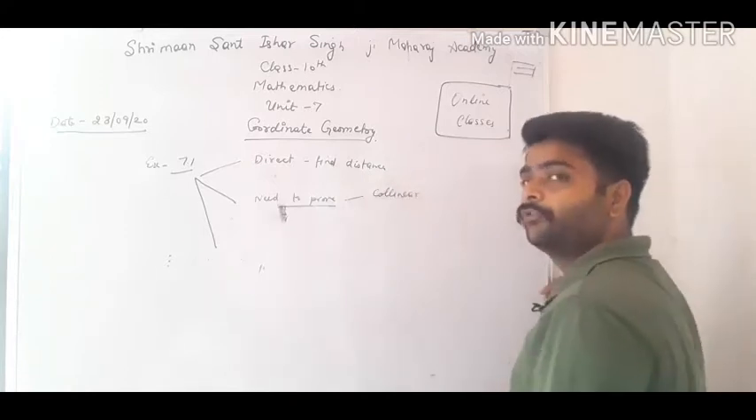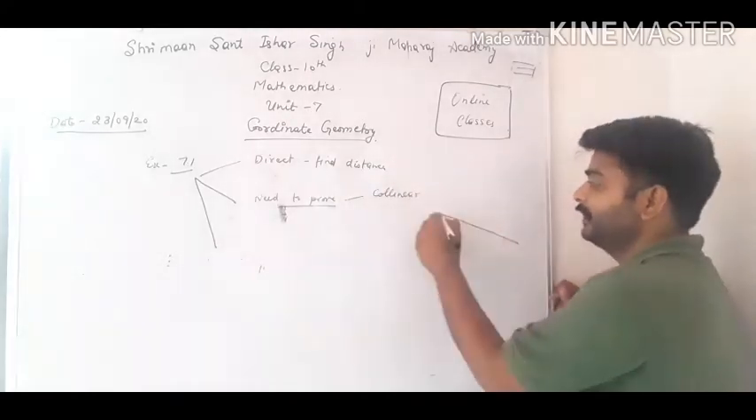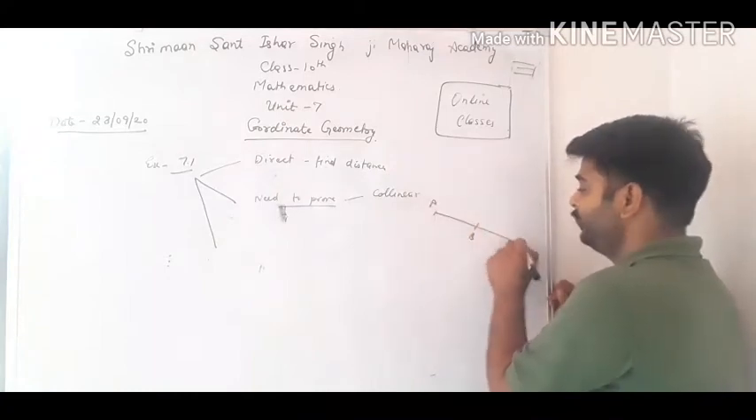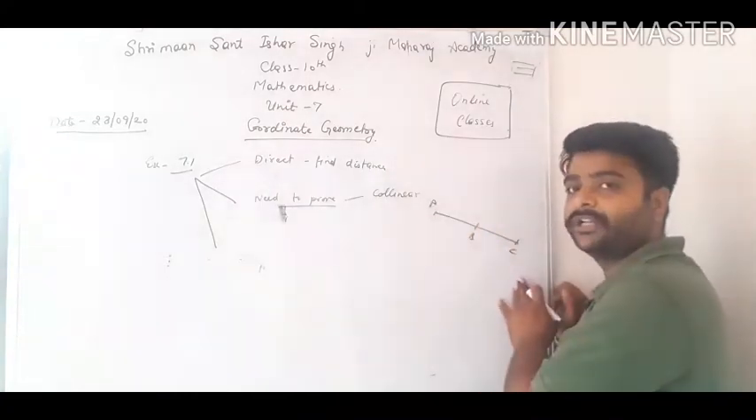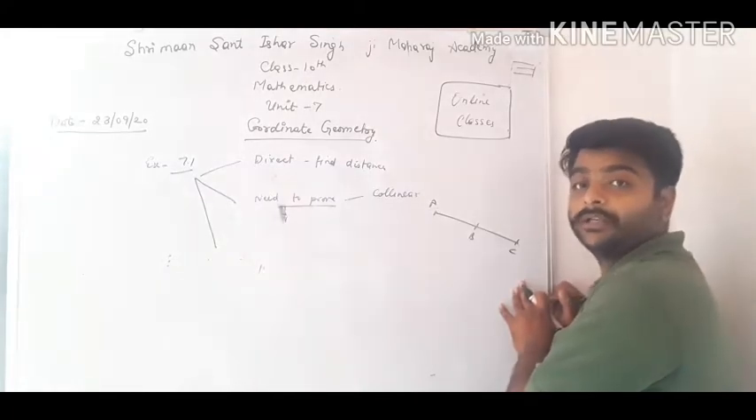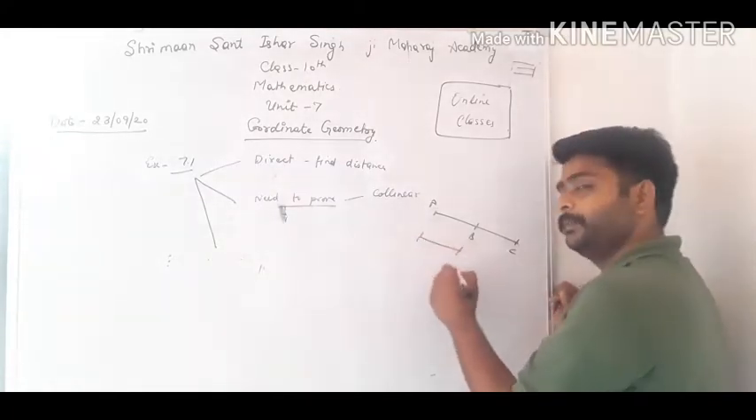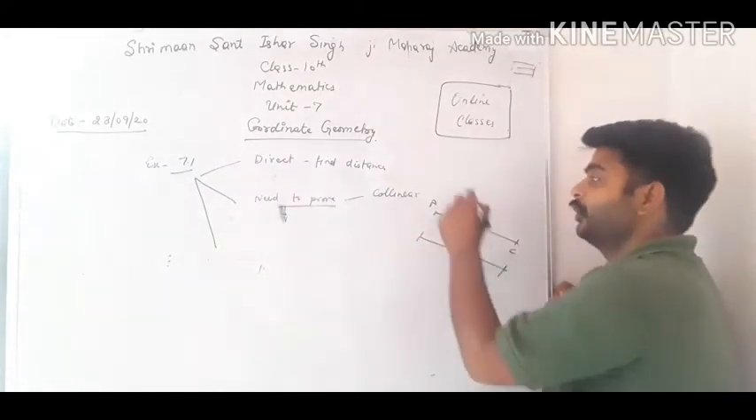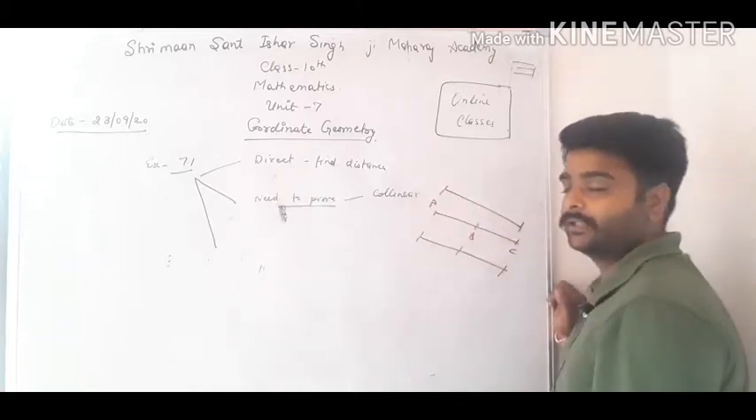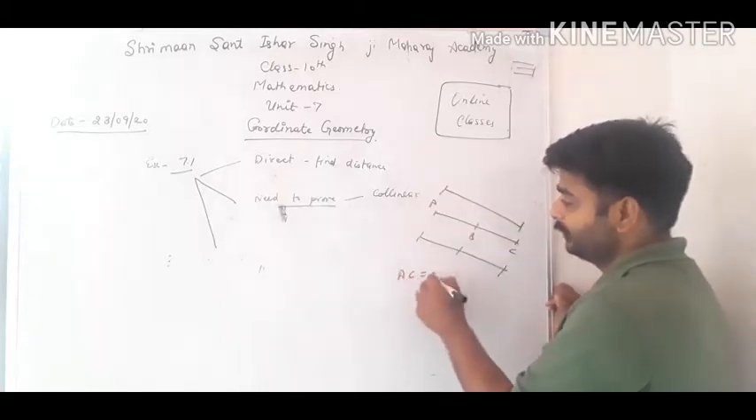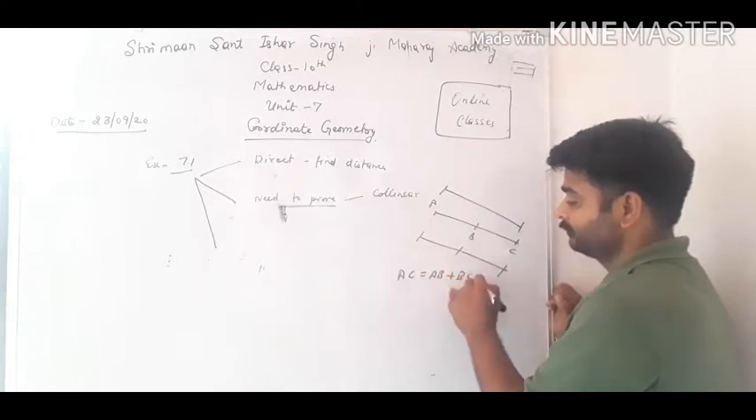What is the meaning of collinear? Collinear means this is a line, this is point A, this is point B, and this is point C. All 3 points are lying in the same line. So if you find the distance AB, the distance BC, and the distance AC, then it should be that AC equals AB plus BC.